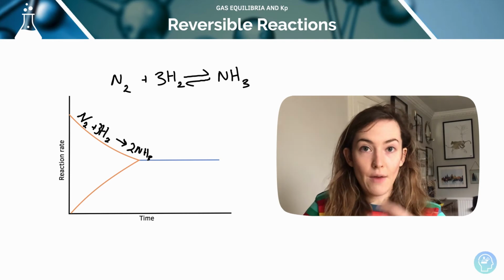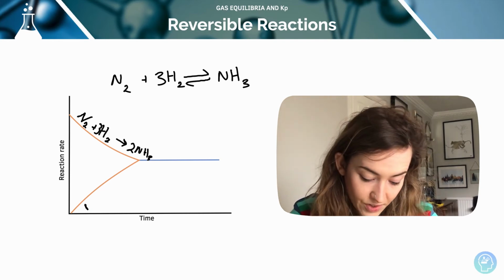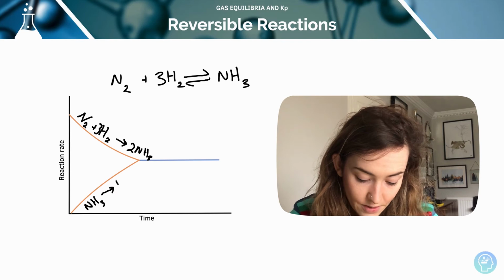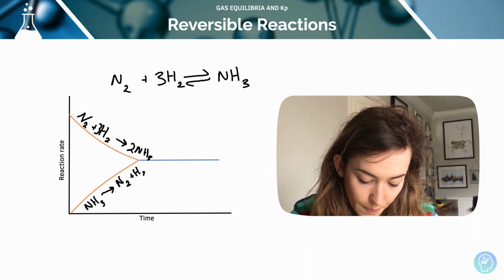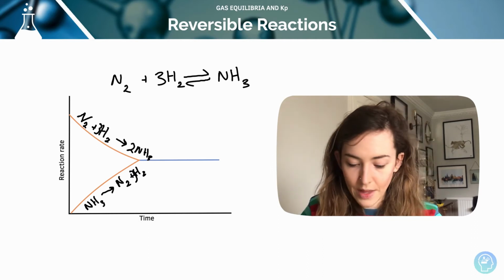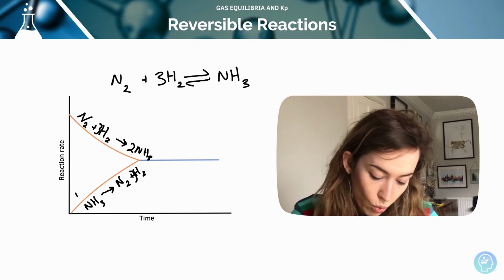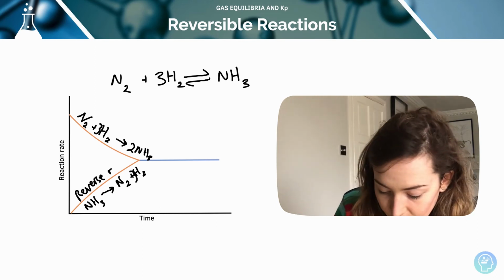Whereas if I reverse this and instead I start with a load of ammonia in a pot and I leave it and it starts to make nitrogen and hydrogen, then that's going to be what we call the reverse reaction. And this is, of course, the forward.